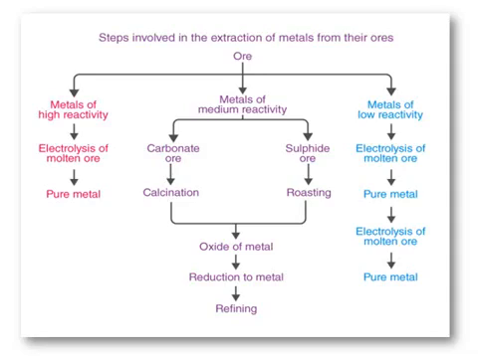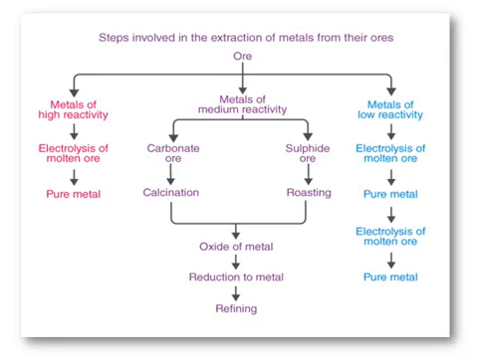Metals which are on the top are called metals of high reactivity. Metals which are in the middle are known as metals of medium reactivity. Then the metals which you find at the bottom of the reactivity series are regarded as metals of low reactivity. Now let us first take metals of high reactivity. For these, electrolysis of the molten ore is done. The molten ore is electrolyzed, and from that we get pure metal.